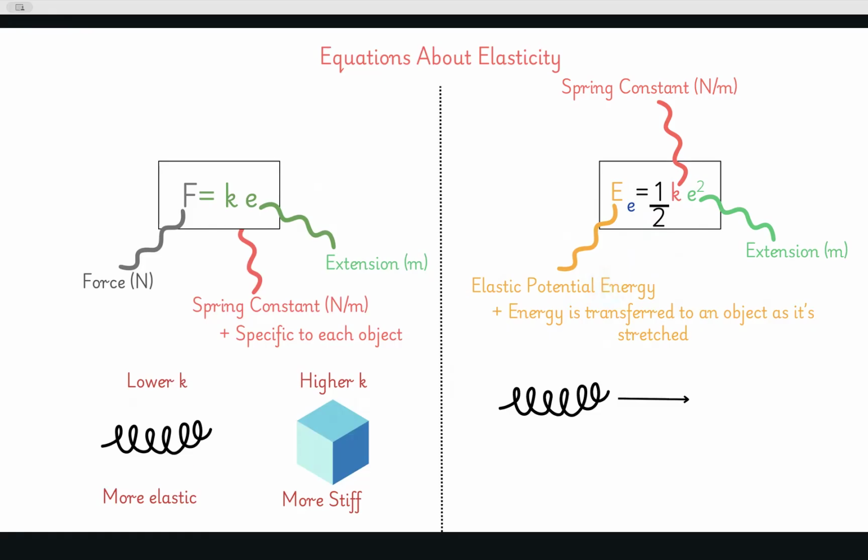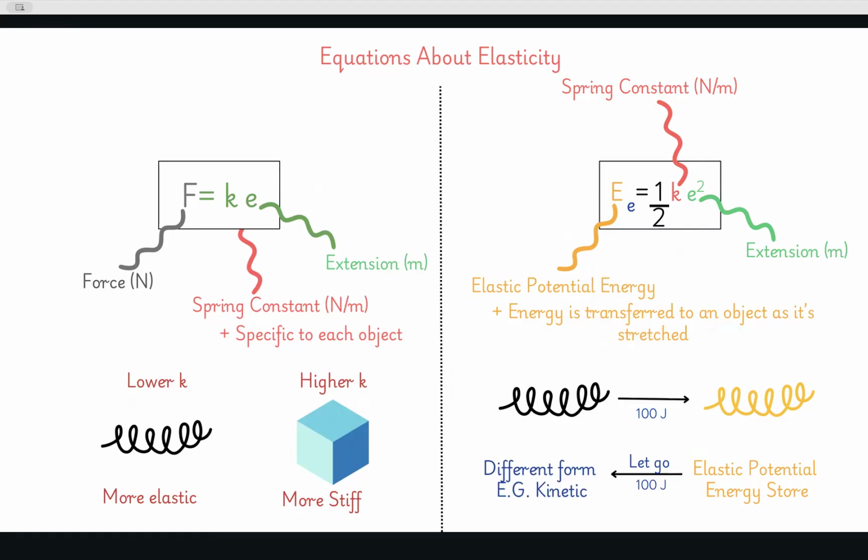So, now, if you use 100 joules of energy to stretch a spring, then the 100 joules would be transferred to the spring's elastic potential energy. And then when you let it go and it springs back, it will transfer that 100 joules back out to a different form, for example, let's say kinetic energy.